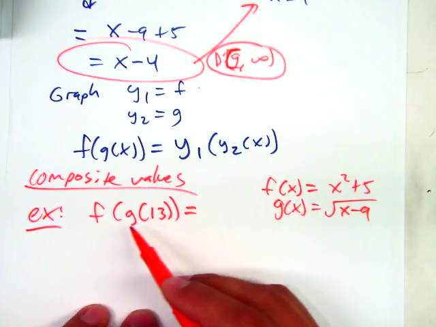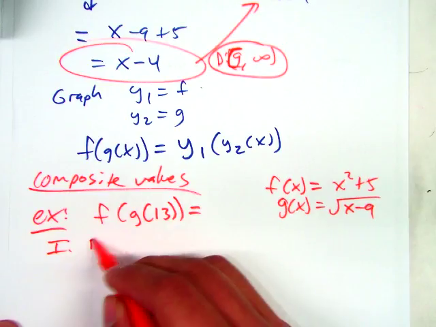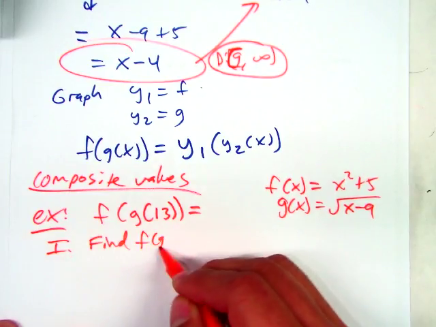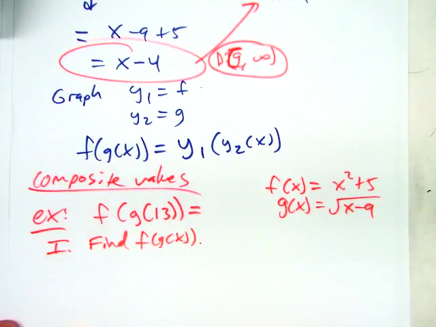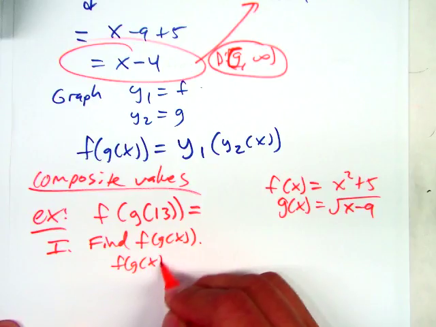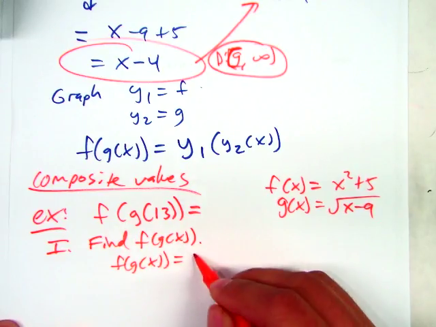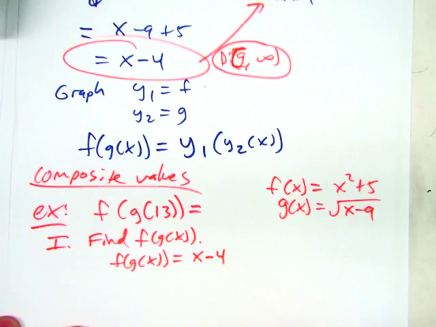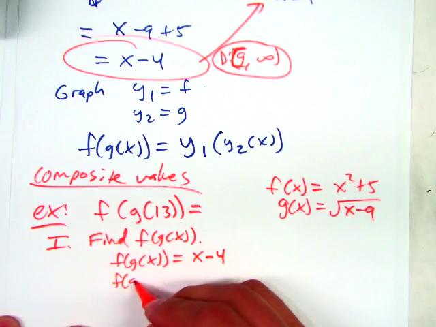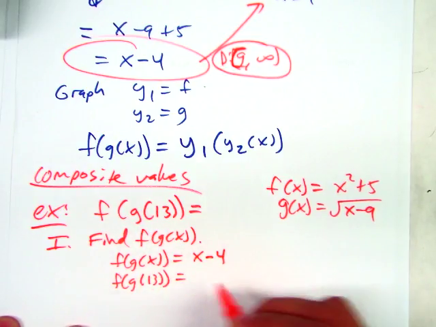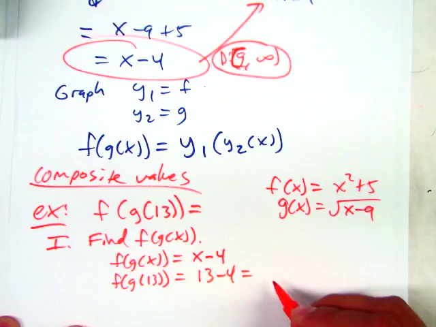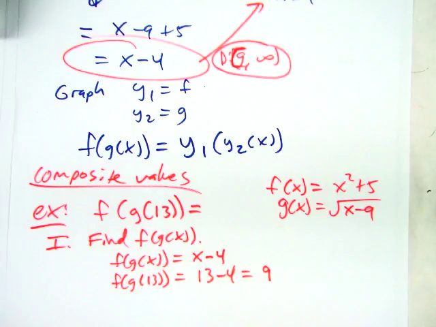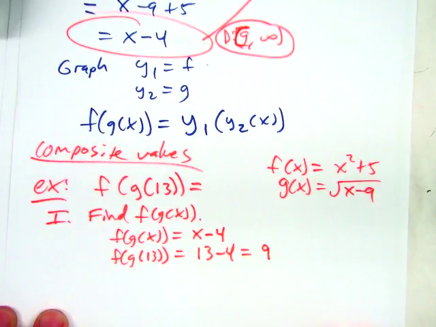Okay, one option. First you find f of g of x, which we already did, right? What was it? X minus 4. And now you just plug in f of g of 13. So this would be 13 minus 4, which is 9. Okay?